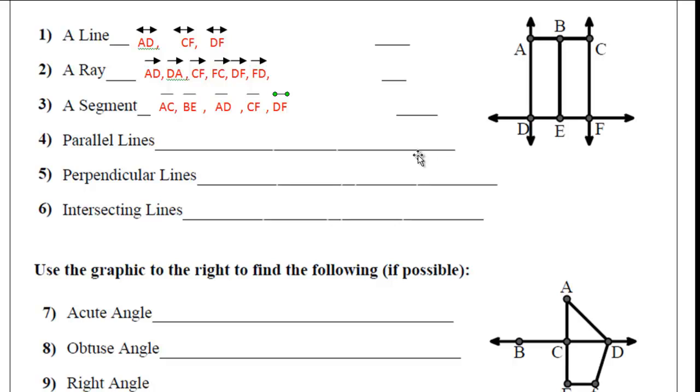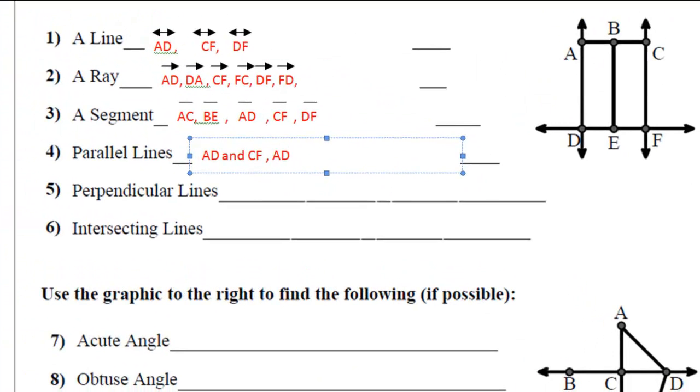I need parallel lines. What is parallel? It means two lines never meet, like AD and CF, like AD and BE, like BE and CF, AC and DF. All of these are parallel. So we need to write the lines that are parallel: AD and CF. Make sure all the letters you are writing are capital. AD and CF. AD and BE. AC and DF.